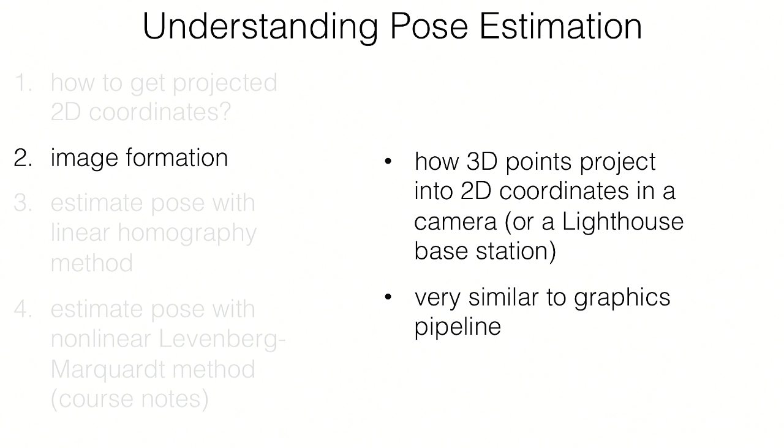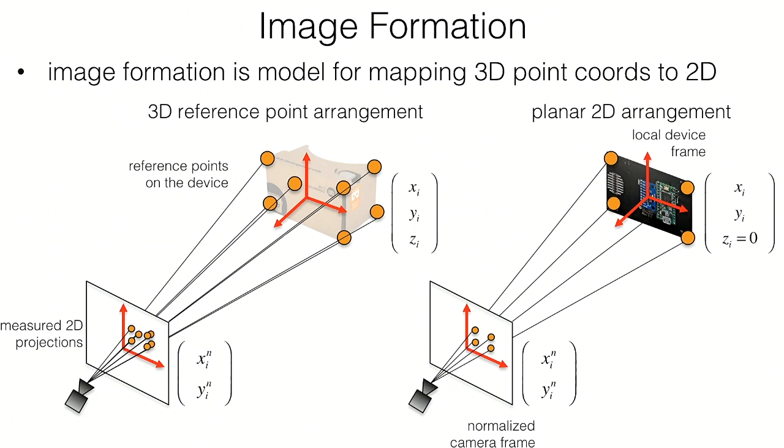So now, once we have these 2D coordinates, how do we actually get the 3D pose? Well, there are 2 different configurations.